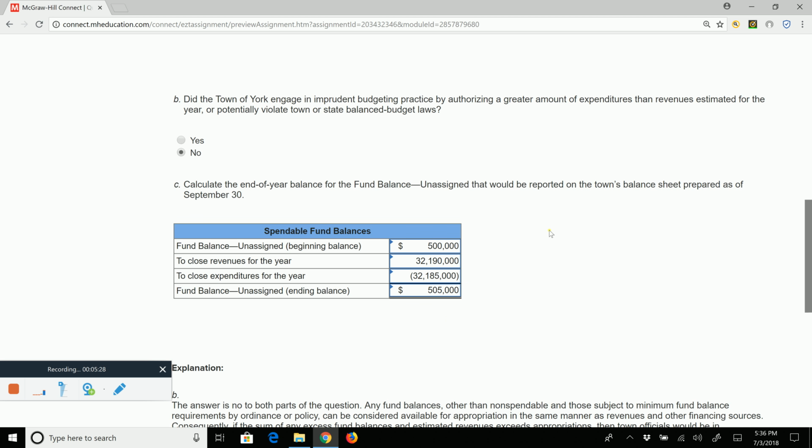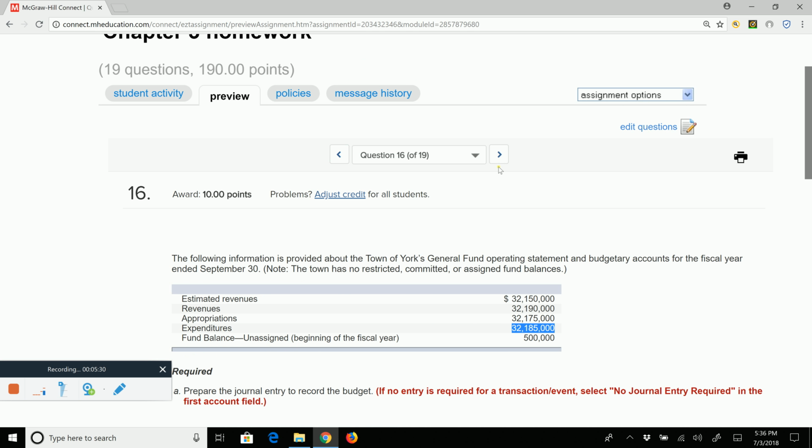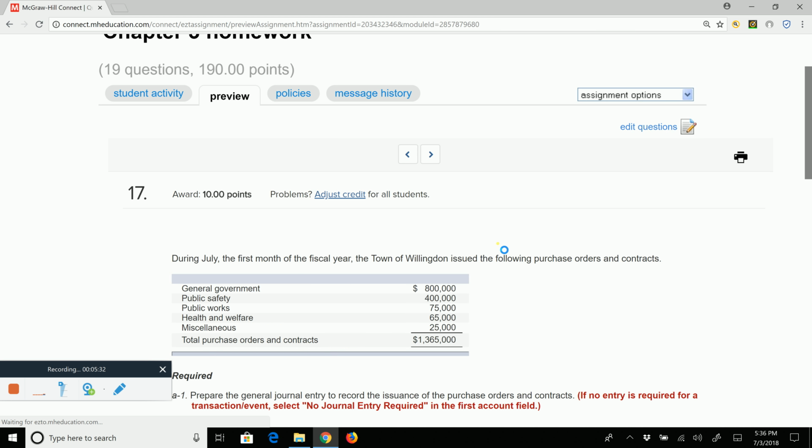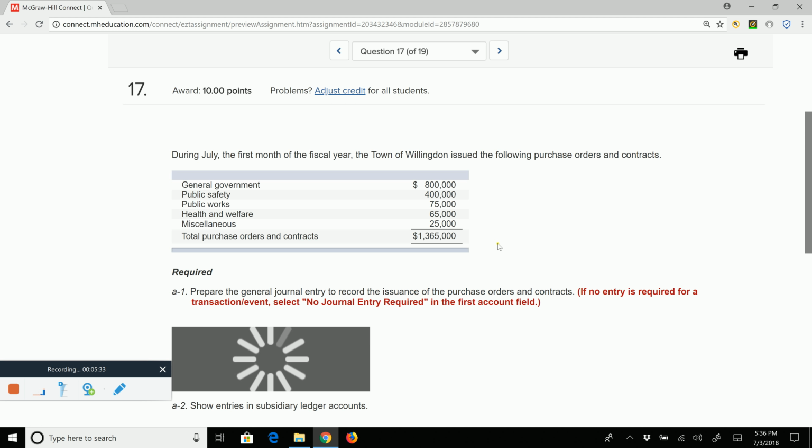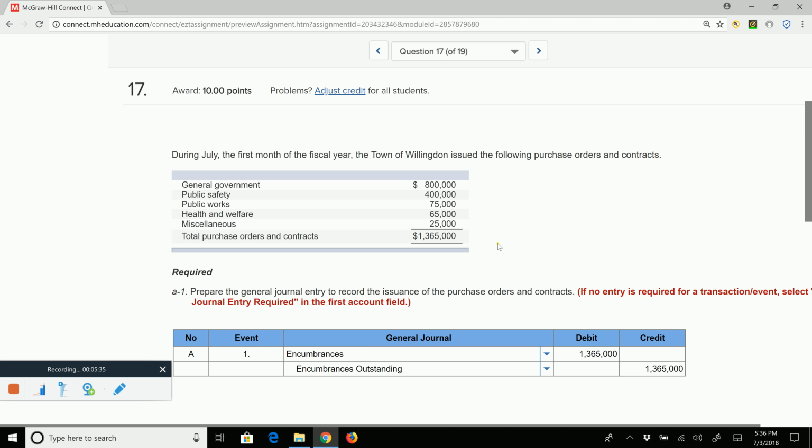So very simple problem, in my opinion, just kind of getting used to this new type of accounting and actually recording a journal entry for a budget. And one of the other things we learned in this chapter is not only recording a journal entry for a budget, but also recording a journal entry for when the government enters into a purchase order or an unfulfilled contract.